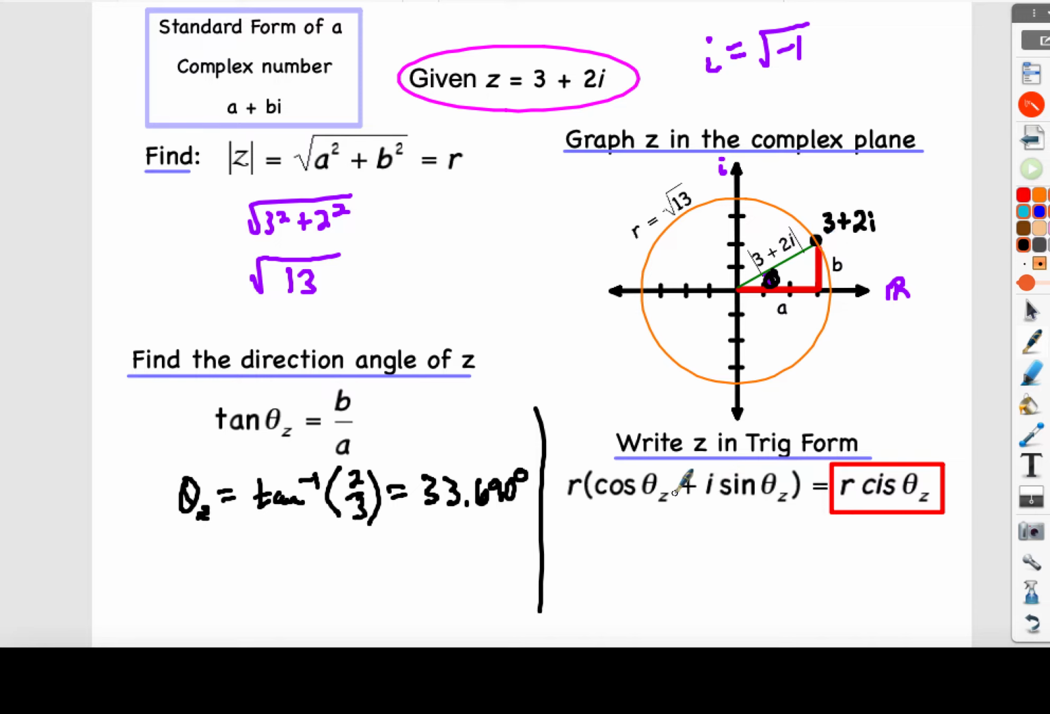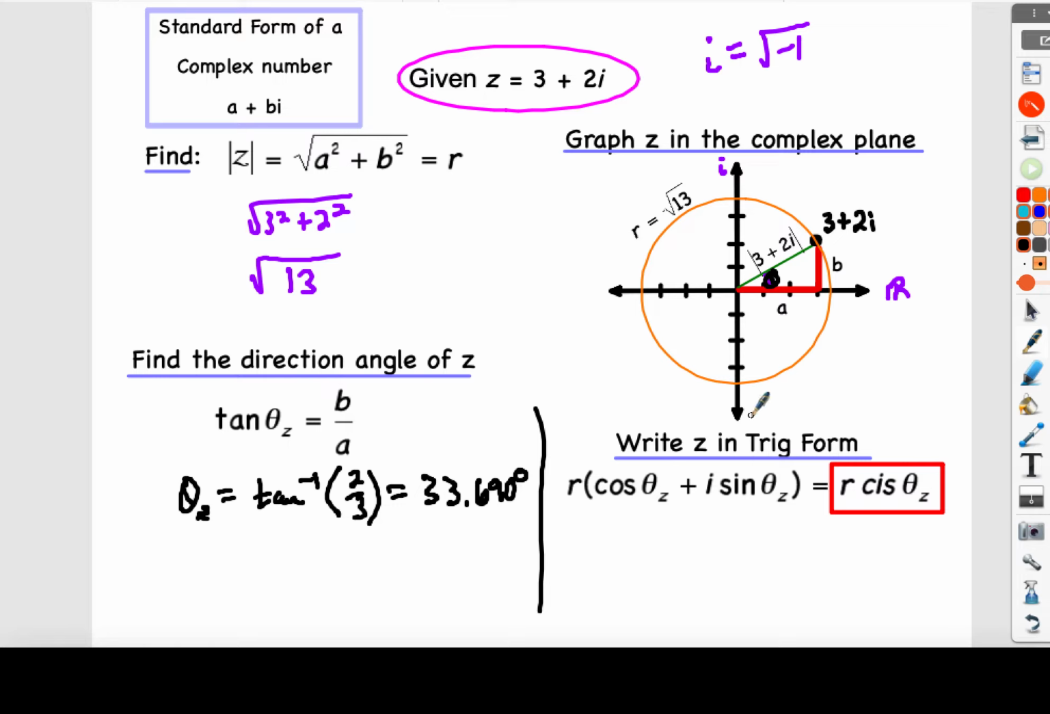There is a sort of shortcut way of writing this. It's familiar notation. Since we're going to use the same angle both times, you can also shortcut this. Instead of saying cosine plus i sine, you can write that as CIS. So again, r times CIS, meaning cosine plus i sine of our direction angle, right? Our angle would be in there twice.